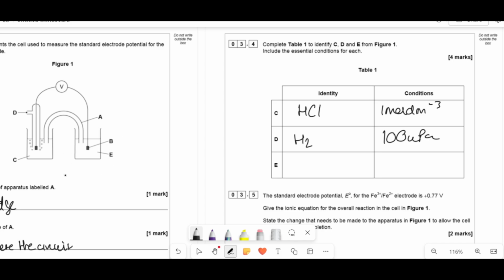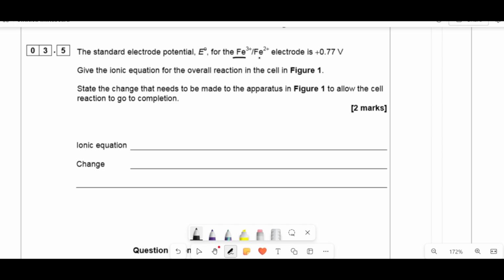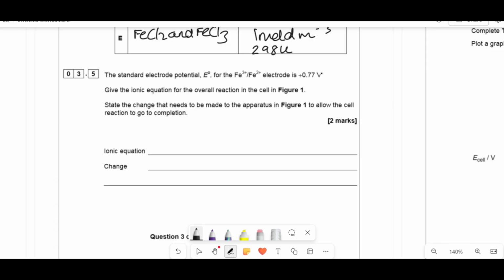Here on this side then, what's E? It has to be a solution of FeCl2 and FeCl3, or Fe2+ and Fe3+, and the condition again, 1 mol dm^-3. Otherwise you'll get differing values. And also, as well as that, we should really put the temperature, 298 Kelvin. That can go anywhere here. Now it says the standard electrode potential for the Fe3+/Fe2+ electrode is +0.77 V. Give the ionic equation for the overall reaction in this cell. And then it says state the change that needs to be made to this apparatus to allow this reaction to go on to completion. So here, this is positive. And remember that your standard hydrogen electrode is always considered to be 0.